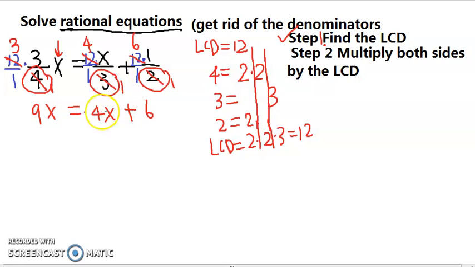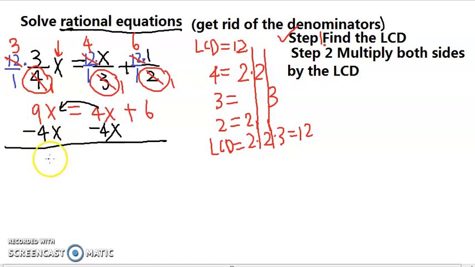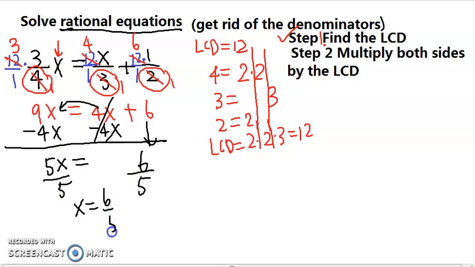Okay, now we successfully got rid of all the denominators, and we only have an integral equation now, and we can subtract 4x to combine these two. Because they're not on the same side, we have to move 4x to the left in order to combine them. So we do the opposite operation by subtracting and bring down the 6 because they are cancelled. And we divide both sides by 5. So x is equal to 6/5.